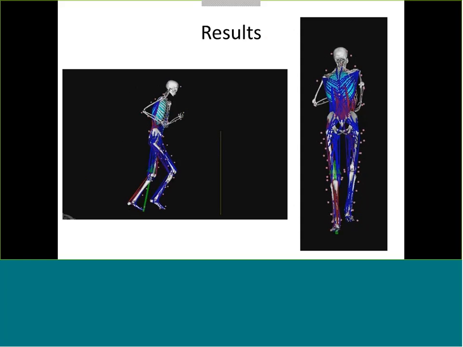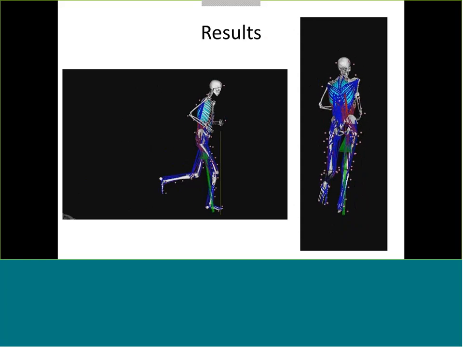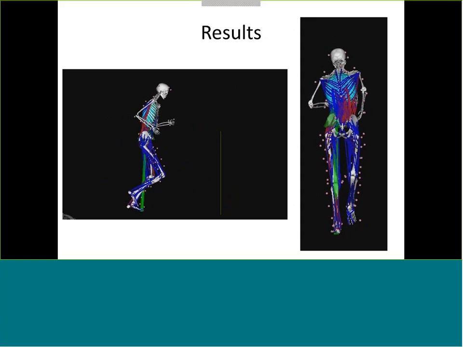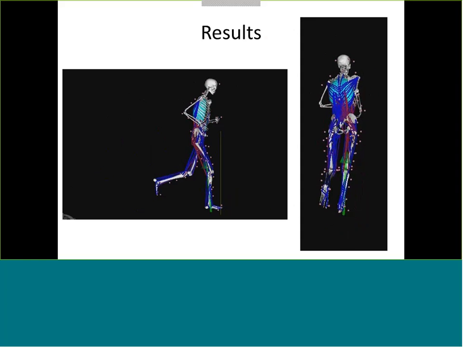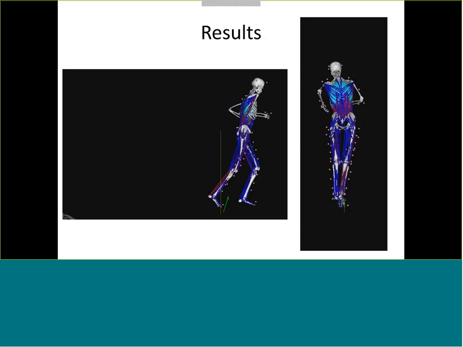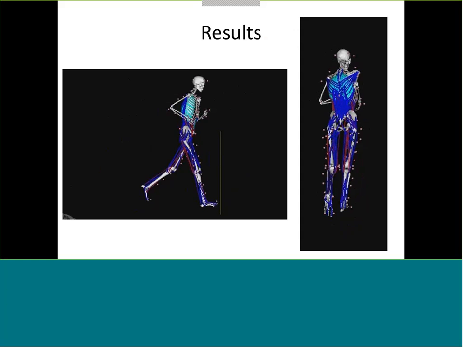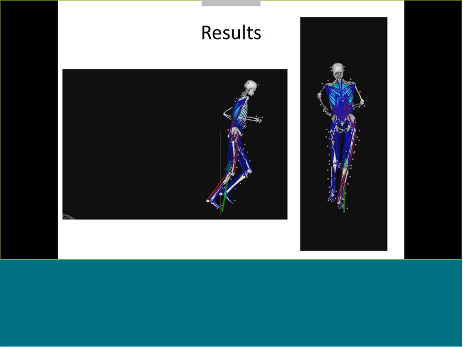So this is an example of one of our simulations. The green arrow represents the ground reaction force, and you can see the muscles in the model activating on a range of 0 to 1, indicated here by colors. So if the muscle is blue, that means its activation is 0, and if it's bright red, that means its activation is 1.